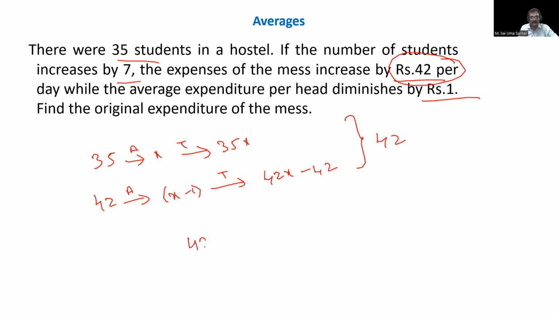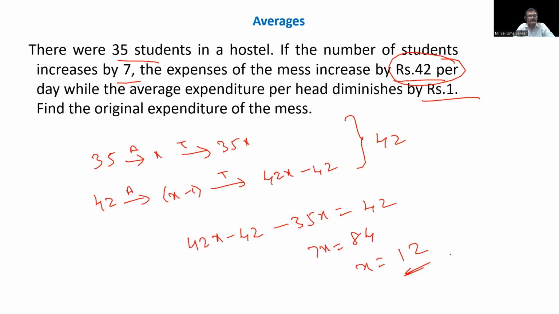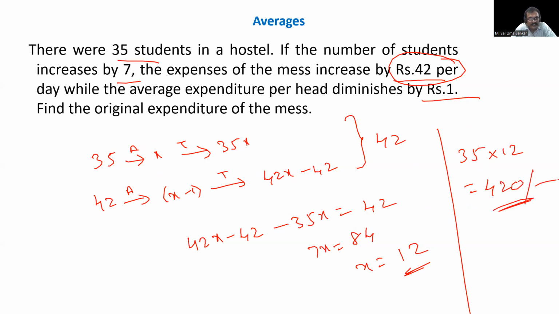That means 42x minus 42 minus 35x is equal to 42. So 7x is equal to 84. What is the value of x? That is equal to 12. What is the question? Find the original expenditure of the mess. Here x is the average. But what is the original expenditure? 35 into 12. 35 into 10, 350. Keep in our mind. 35 into 2, 70. So 350 plus 70 is equal to 420 rupees, which is the required answer.